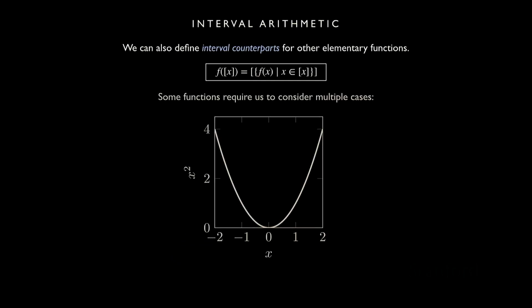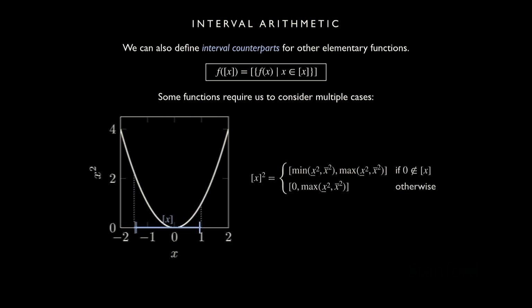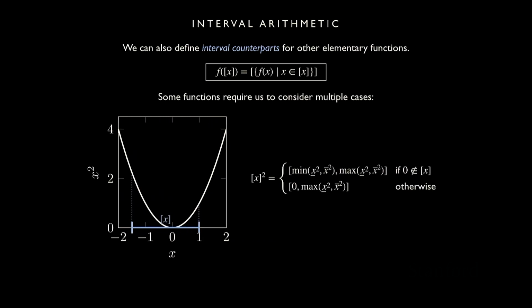Okay. So yeah, we can still define interval counterparts for non-monotonically increasing or decreasing functions. We just might have to consider multiple cases. So for example, let's say we wanted to define the interval counterpart for the function x squared. Then, let's say we were going to evaluate it over this interval here, from minus 1.5 to 1, and we look at the two function values. If we just included everything between these two function values, we'd be missing all of this stuff down here. So we just need to make sure that we check for that case when we evaluate this function here.